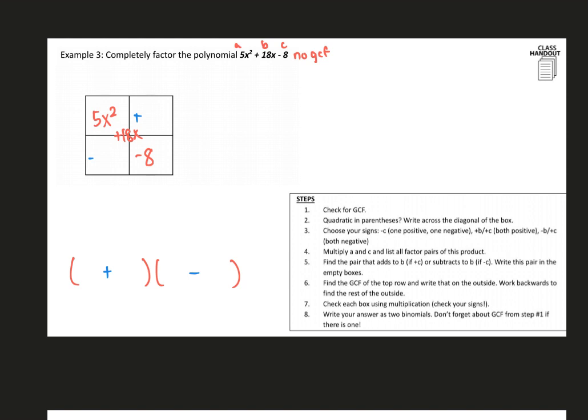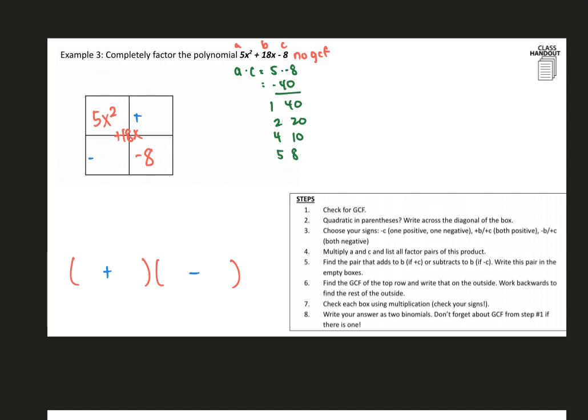Okay, so now what we're going to do is multiply A times C, which is going to be 5 times negative 8, which is negative 40. And we're going to list out my factors of 40. So we're going to ignore the sign for now. So 1 and 40, 2 and 20, 4 and 10, and 5 and 8.